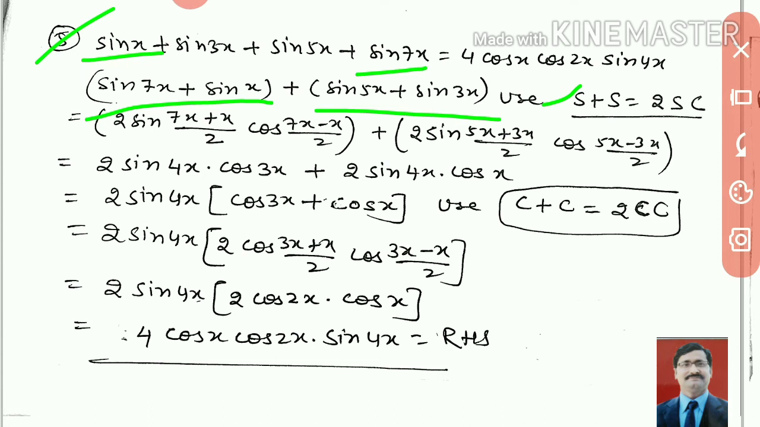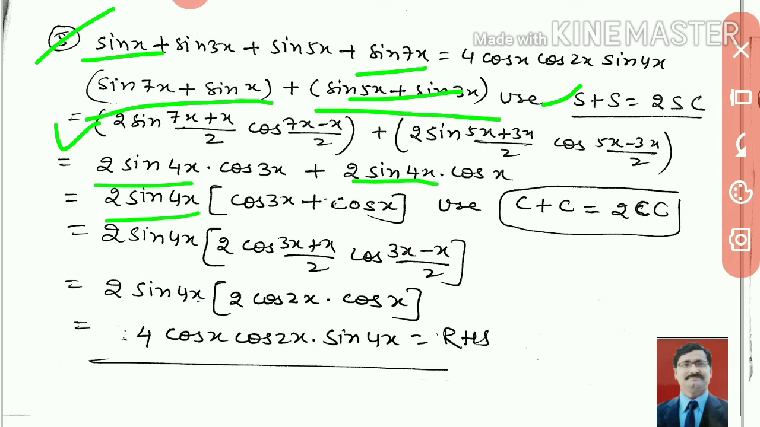So what we get, look here, is 2 sin (7x plus x)/2 cos (7x minus x)/2 plus, and the second part we write as 2 sin (5x plus 3x)/2 cos (5x minus 3x)/2. Now the solution will be 2 sin 4x cos 3x plus sin 4x cos x. What is common here? You can check, 2 sin 4x is common. You can write it as common, and the remaining is cos 3x plus cos x.